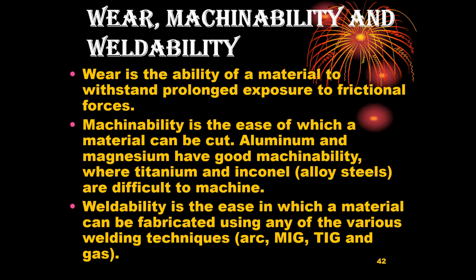Wear, machinability, and weldability. These are things that are important to the machinist and the welder. Wear is the ability of a material to withstand prolonged exposure to frictional forces. Machinability is the ease with which a material can be cut. Aluminum and magnesium have good machinability, where titanium and Inconel, an alloy steel, are difficult to machine. Weldability is just that. It's the ease with which a material can be fabricated using any of the various welding techniques: arc, MIG, TIG, gas. And look at the examples of Figure 429 and Figure 430.